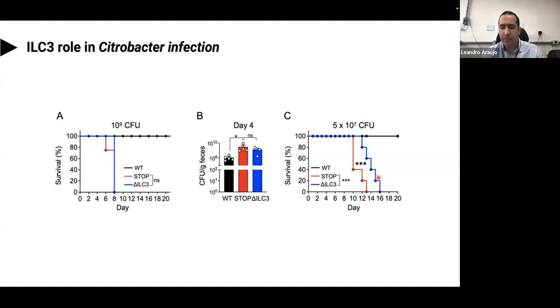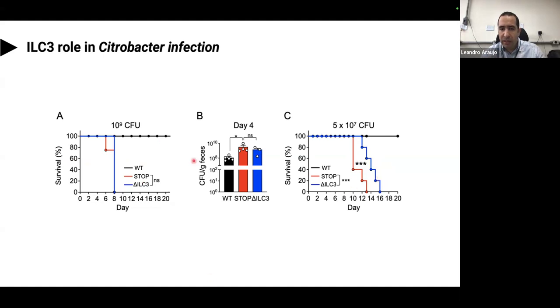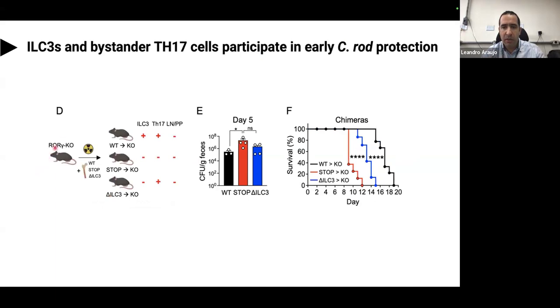So we want to understand these differences in vivo. But the problem here, as I mentioned before, is that the wild type mice survive, while these two mouse strains don't have lymph nodes and the wild type have lymph nodes. So we want to put the mice in the same condition. We did a bone marrow chimera using ROR gamma knockout mice as recipients, sublethally irradiated, and we transferred bone marrow from the wild type, stop and delta ILC3 mice. The main goal here is that all the mice don't have lymph nodes and have different cell types.